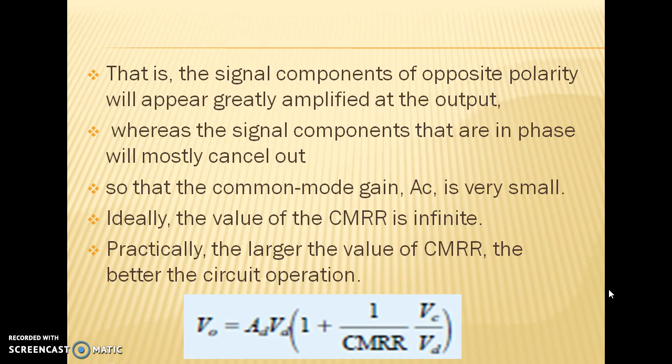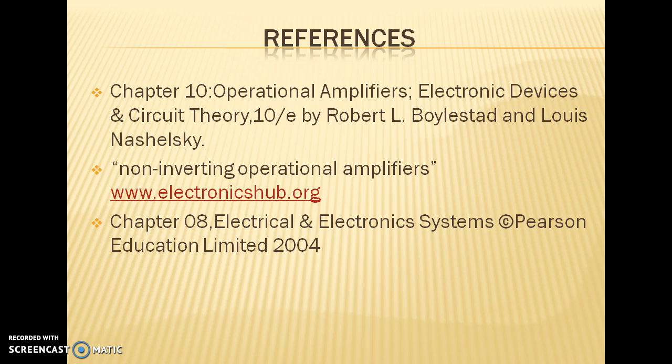Ideally, the value of CMRR is infinite, but practically, the larger the value of CMRR, the better the circuit operation. The output voltage, the expression that we had described earlier, ADVD plus ACVC, here is expressed in terms of CMRR. So V0 is equal to ADVD within the brackets 1 plus 1 upon CMRR times VC by VD. This concludes our discussion on op-amps.